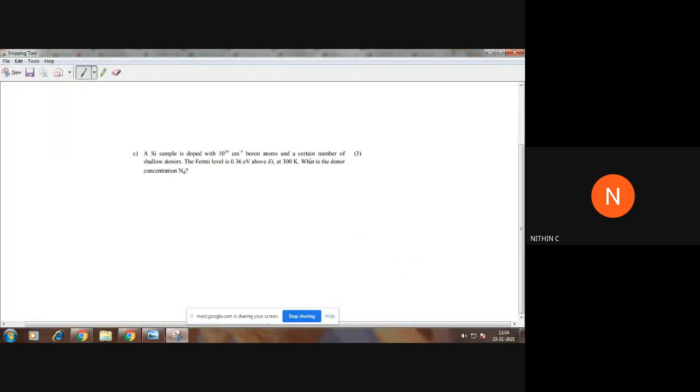A silicon sample is doped with 10 raised to 16 boron atoms and a certain number of donors. Actually, this question is told in some other way. A silicon sample is doped with 10 raised to 16 boron atoms and a certain number of shallow donors. The Fermi level is 0.36 electron volt above EI. Note that the Fermi level position is 0.36 electron volt above EI. What is the donor concentration ND?